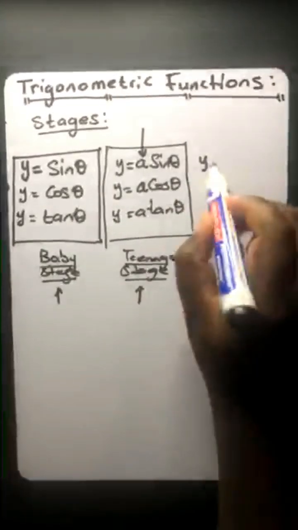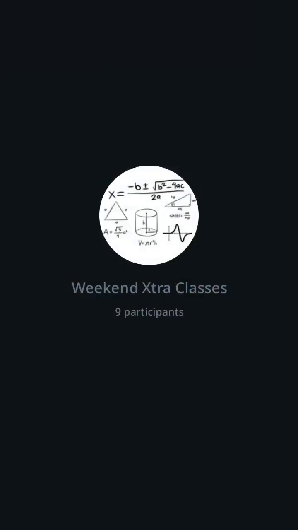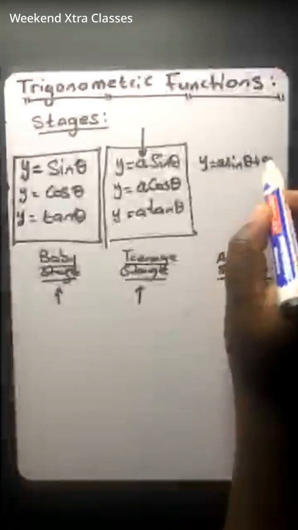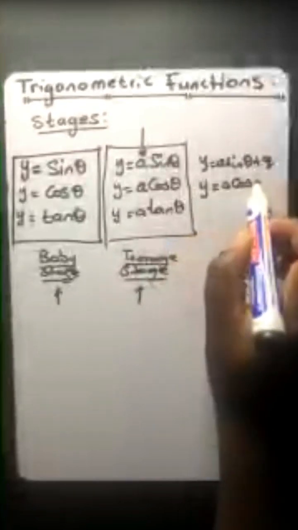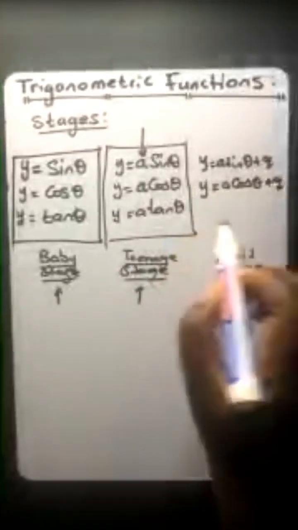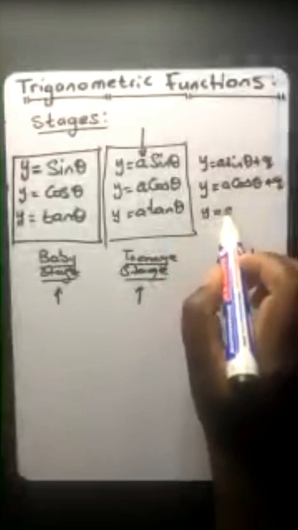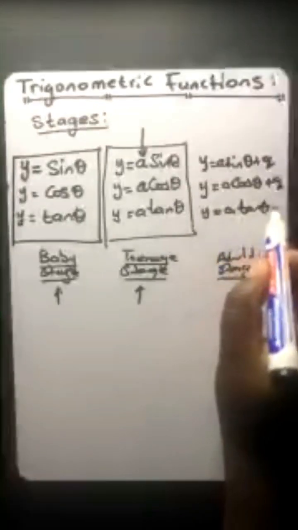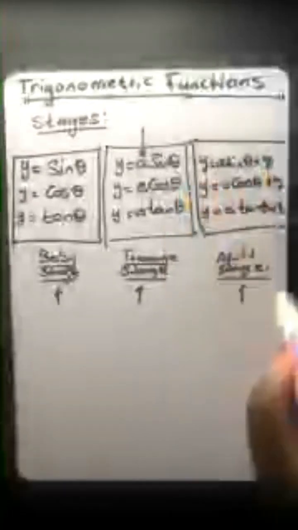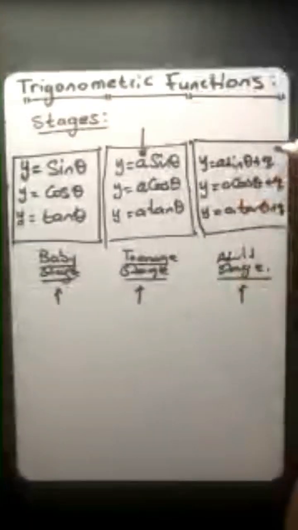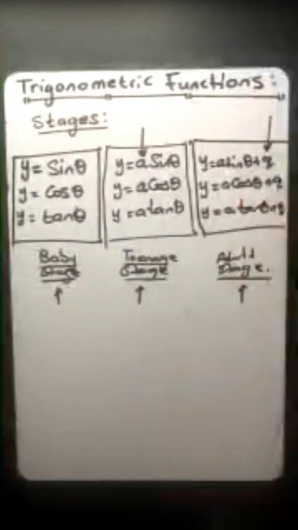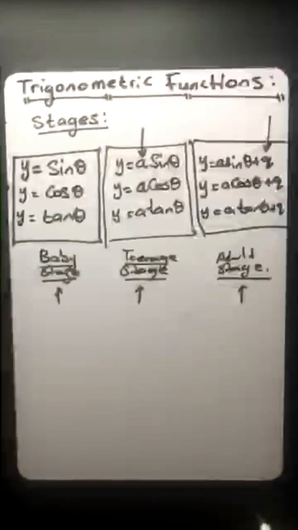So y equals a sine angle. Notice the difference. y equals a cos angle plus q, or y equals a tan angle plus q. I'm pretty sure that you are able to notice that here I've just added that being q.